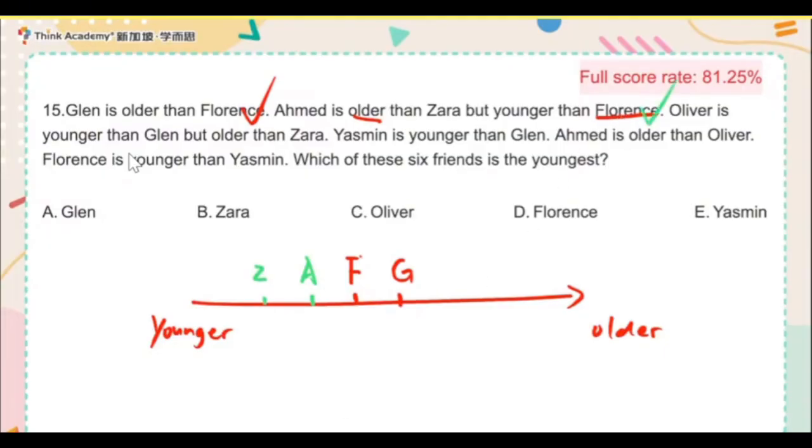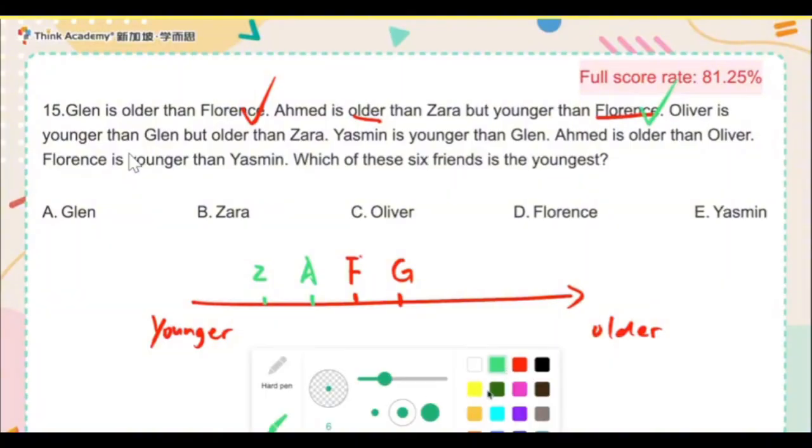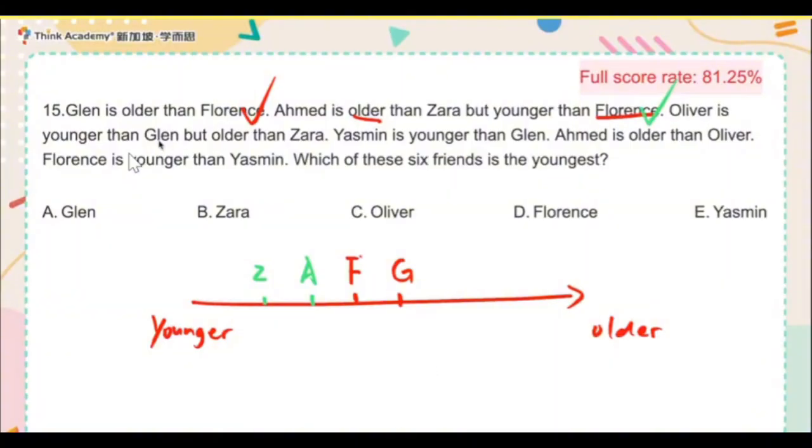Then the third clue, Oliver. Oliver is younger than Glenn. What do we know? Is it here, here, or here? Seems don't know yet. And then let's move on. Younger than Glenn, but older than Zara. Okay, so Oliver may be here, right? But do we know is it like older than Florence or not? Seems don't know. So we leave this clue here.